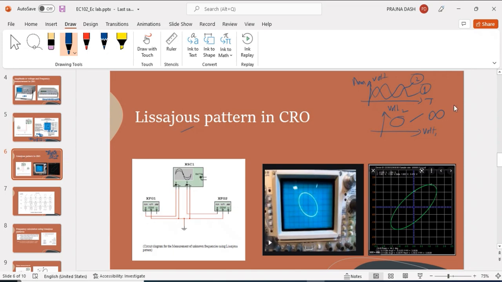When we connect in this way, we will get this type of pattern. In a real, physical CRO, the bright structure is not always an ellipse; it may be a line or any other type of Lissajous pattern. This is one of the examples shown. In a real CRO it looks like this, and in your Multisim CRO it will look like this. From this you have to capture some information.